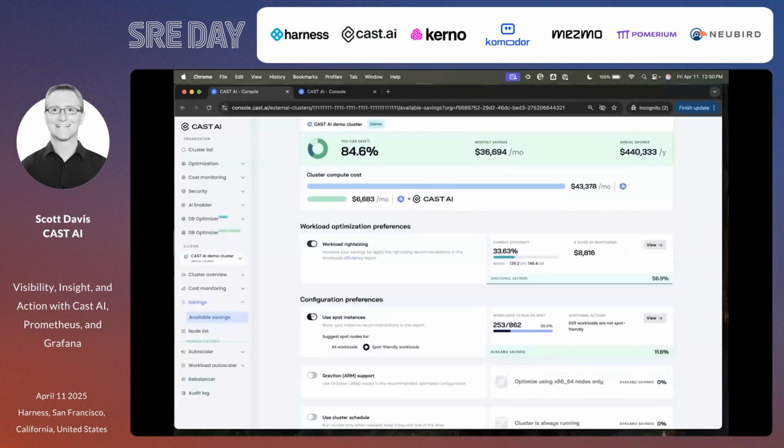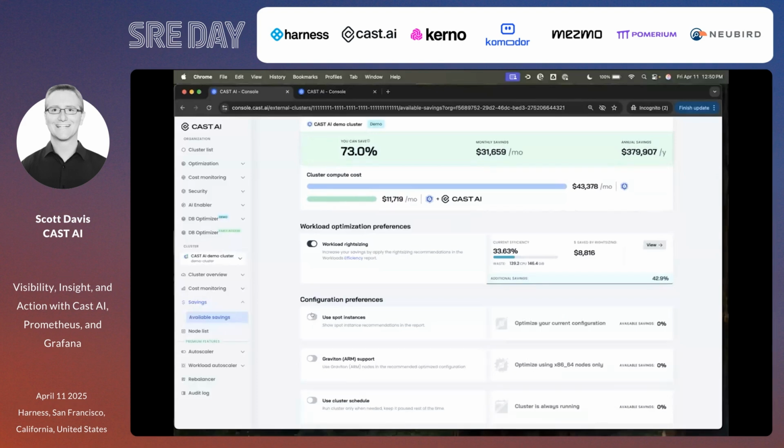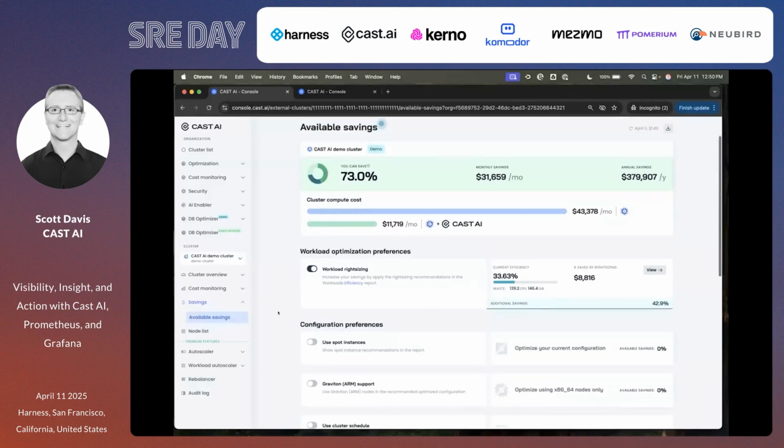So maybe you don't like to use Spot. Maybe you're more of an on-demand company. Maybe you've got a lot of reserved instances, so you don't use Spot instances. If we turn that off, what does that mean? Cast AI can now still get you up to 73% of that savings.